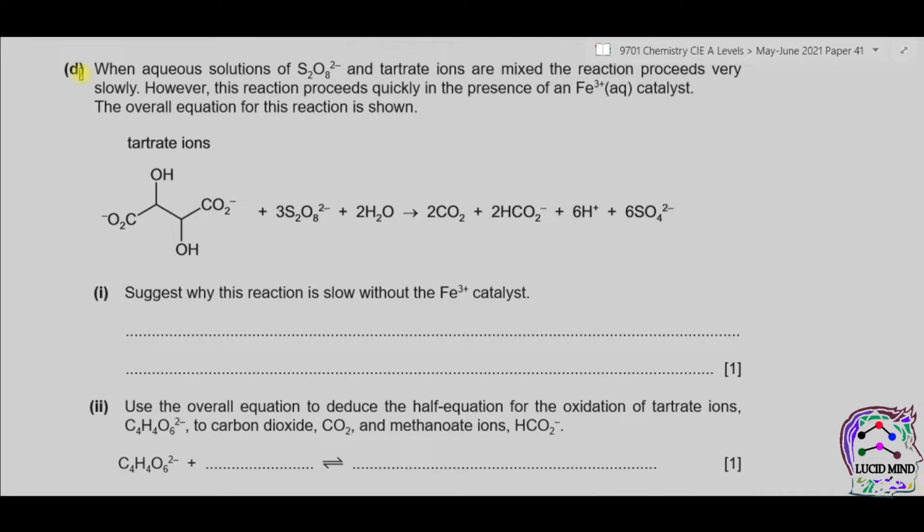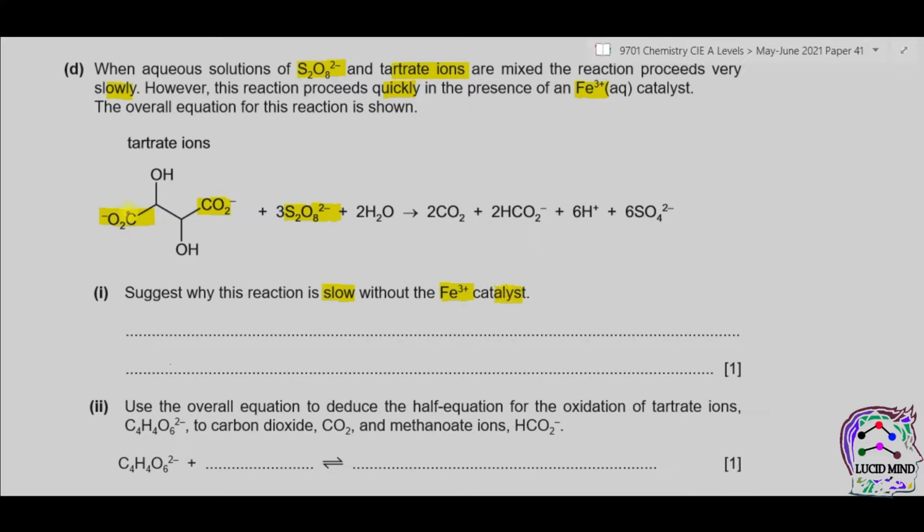Next part, D. When aqueous solutions of S2O8 -2 and tartrate ions are mixed, the reaction proceeds very slowly. However, this reaction proceeds quickly in the presence of iron +3 aqueous catalyst. The overall reaction is shown. We have these tartrate ions. They react with S2O8 -2 in the presence of water to convert into these products. Suggest why this reaction is slow without the iron +3 catalyst.